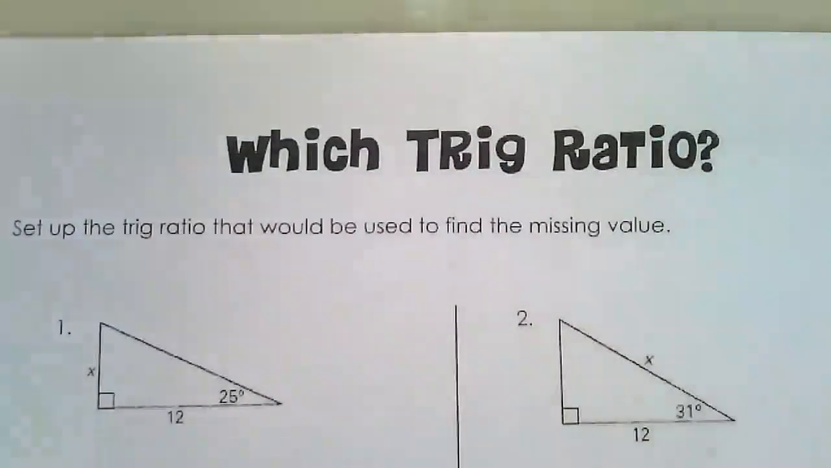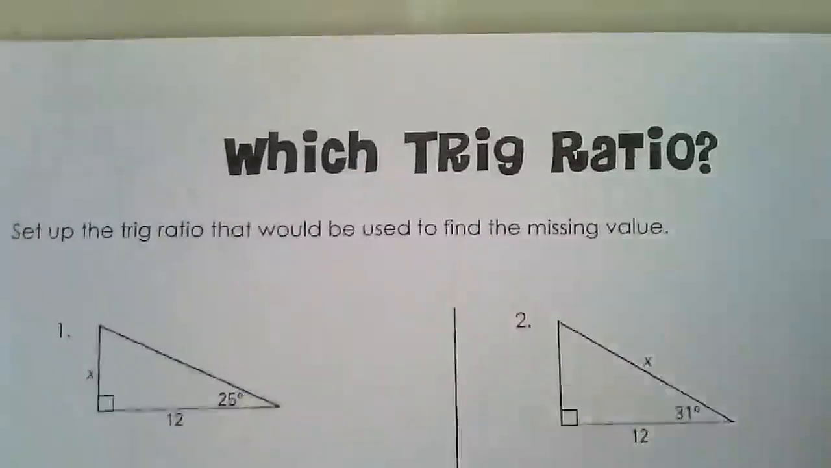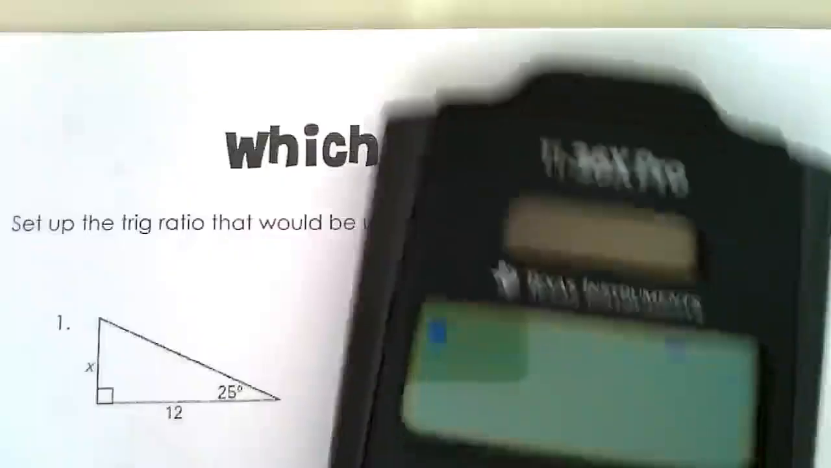So we are going to work on setting up trig ratios that we can then go through and actually answer to find the missing value of the triangle. Remember, we're only working with right triangles. We're doing right triangle trigonometry right now. And the other thing that you're going to need is a scientific calculator.